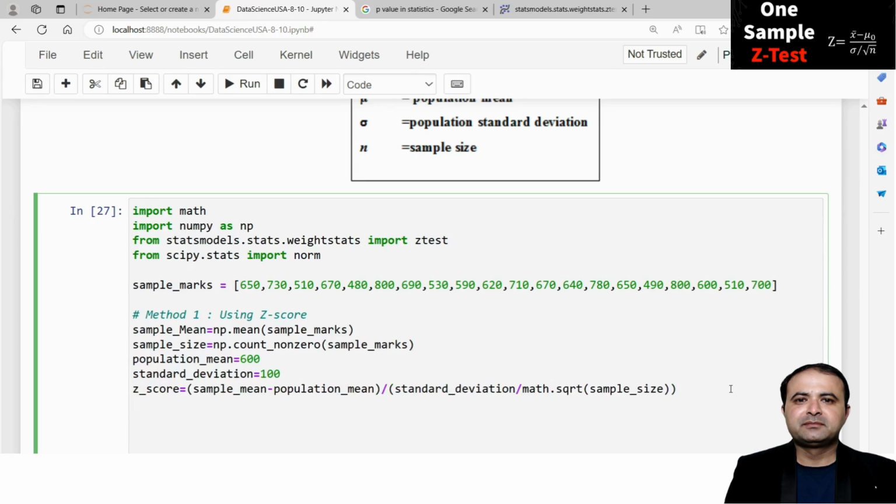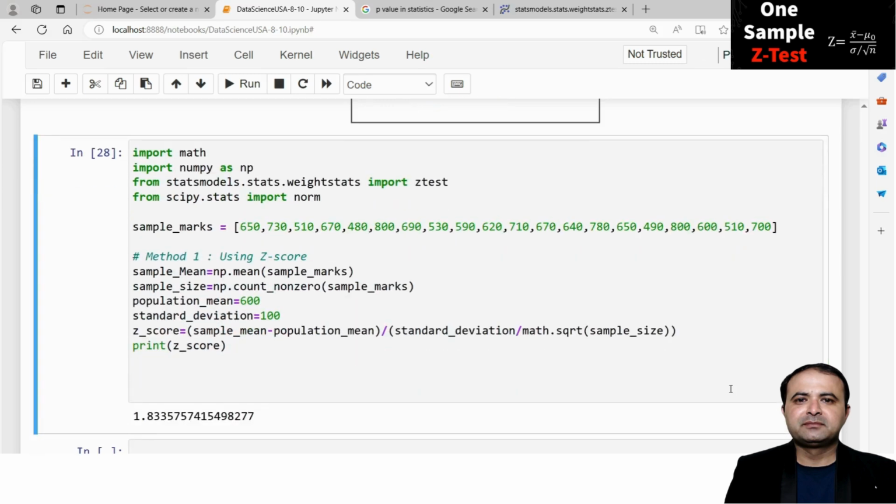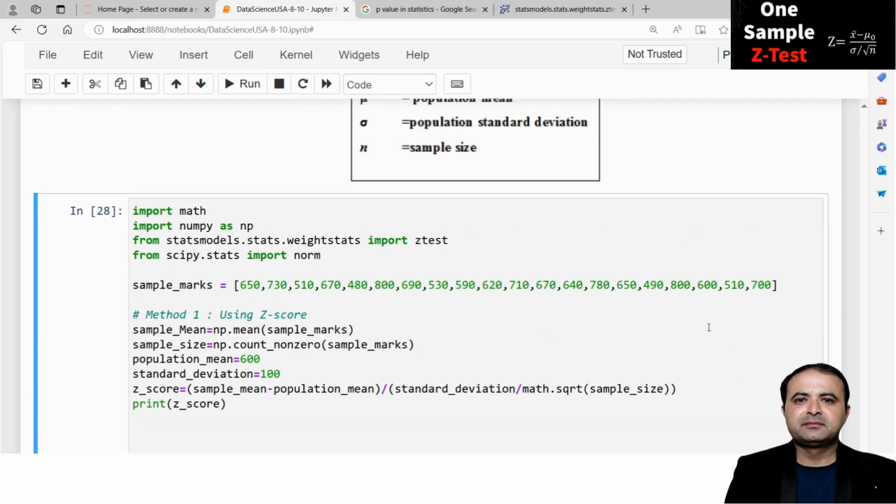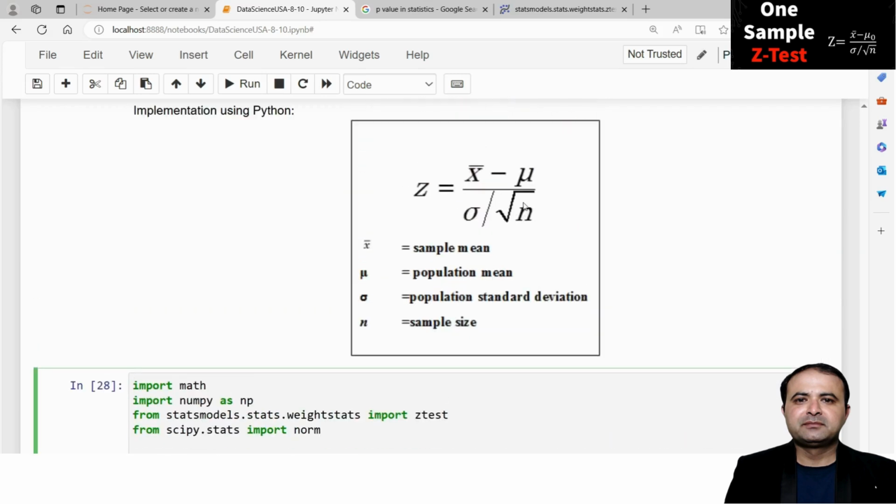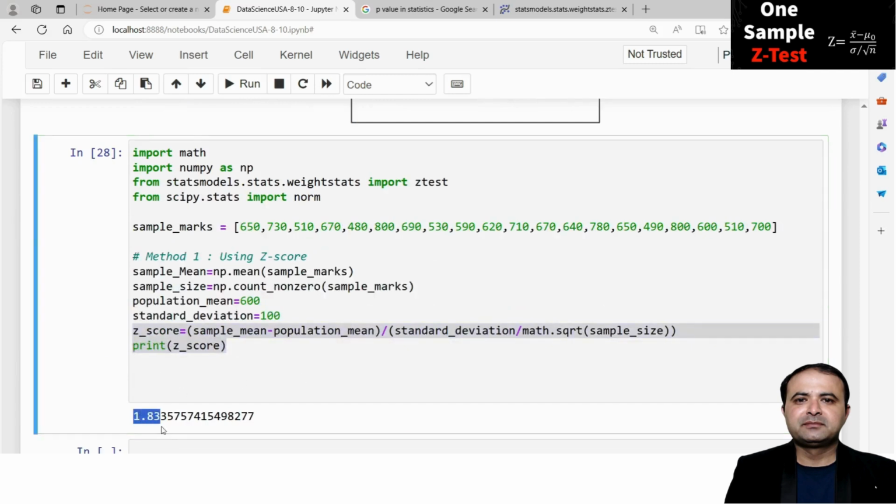So now I want to check whether the Z value is less than the given value or not. But if you look at the figures, it's clearly more than 600, the marks. So you can see after performing this formula, I got the value 1.8.